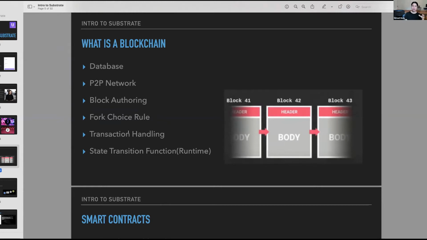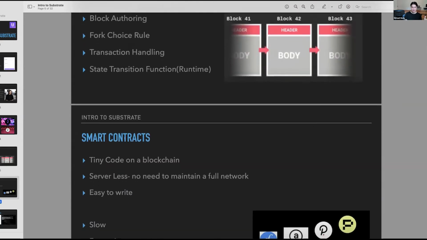and Substrate and Polkadot basically make it really easy to build a blockchain and decide what the runtime should be, how we handle the consensus mechanism, things like that.